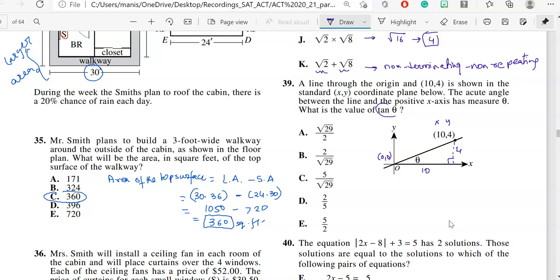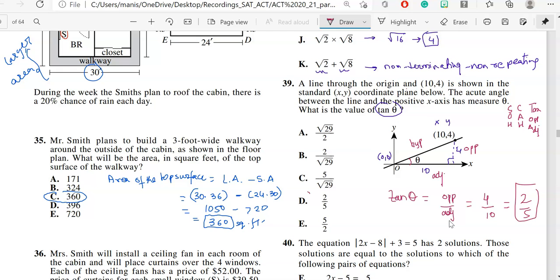Now to find the tangent theta, you will need your mnemonic, SOH CAH TOA. So tangent is this one over here, opposite over adjacent. Looking at this angle, this side is the opposite to this angle, this side is your hypotenuse, and this side is your adjacent side to this angle. So our formula is tangent theta is equal to opposite over adjacent. Let's plug in the values: 4 over 10, which will give me 2 over 5 in the simplest form. Yes, answer choice D is the correct answer for this question.